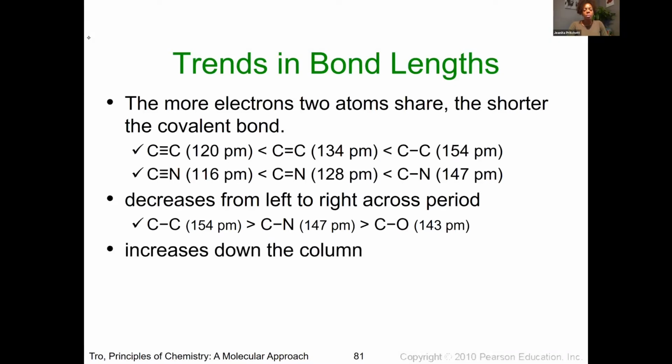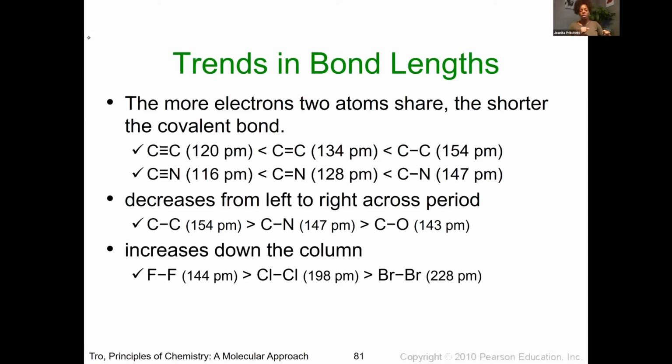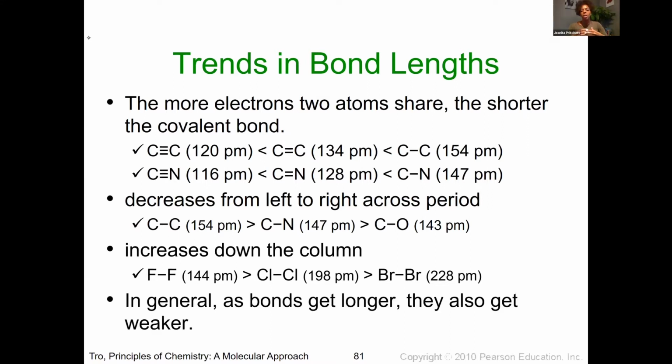We can also see that the type of sharing impacts the overall length. If you have a triple bond compared to a double bond or a single bond, the length gets shorter and shorter as you add more bonds. Those trends coincide with what we've seen before. In general, as bonds get longer, they also get weaker. The fact that they get weaker as they get longer ties directly to the amount of energy needed to either create one of these bonds or break a bond.